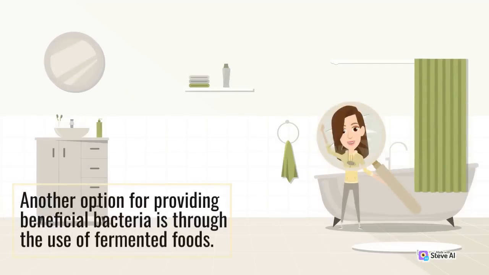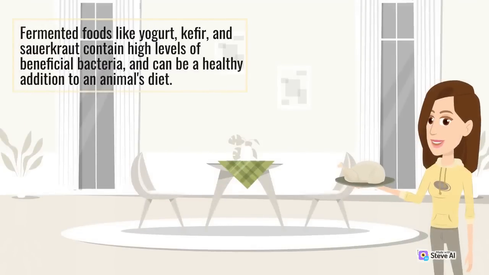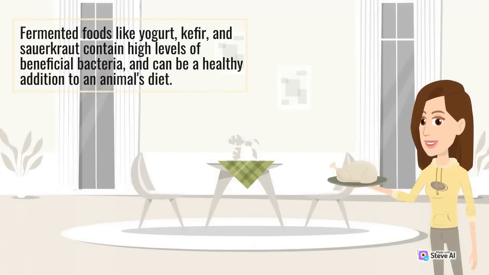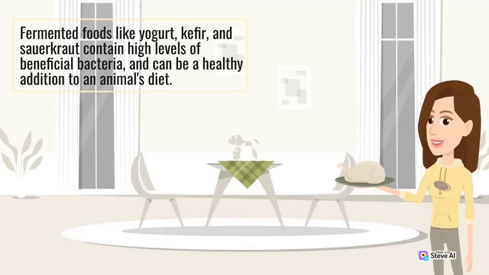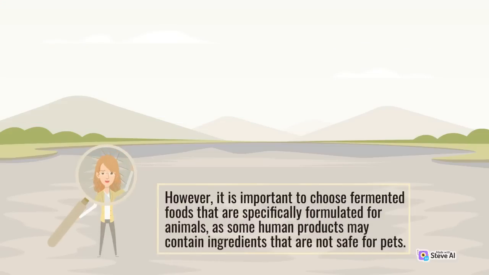Another option for providing beneficial bacteria is through the use of fermented foods. Fermented foods like yogurt, kefir, and sauerkraut contain high levels of beneficial bacteria, and can be a healthy addition to an animal's diet. However, it is important to choose fermented foods that are specifically formulated for animals, as some human products may contain ingredients that are not safe for pets.